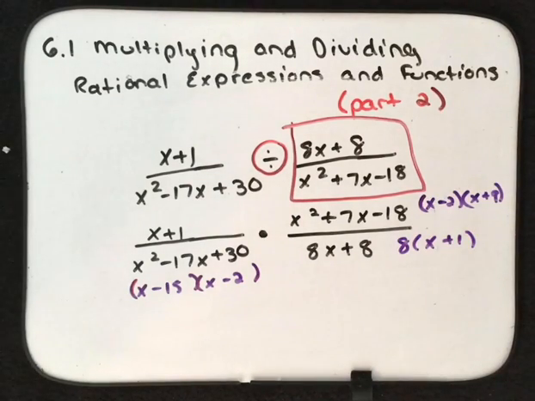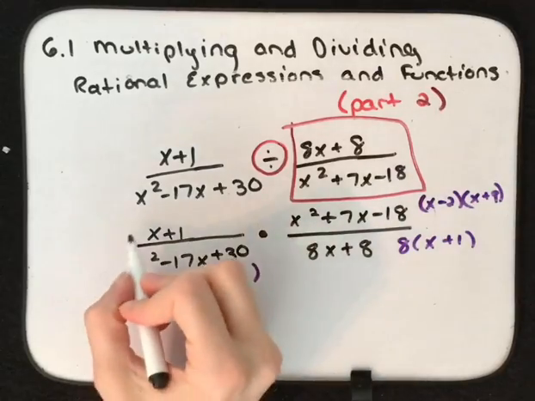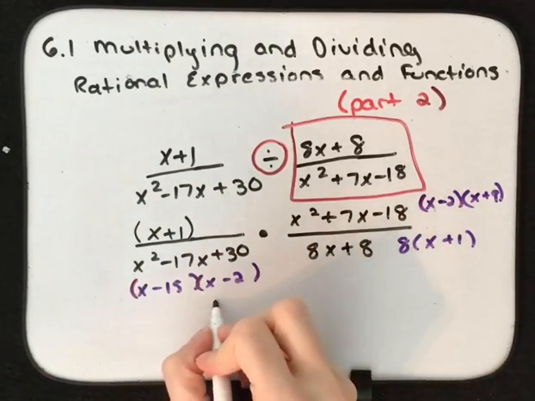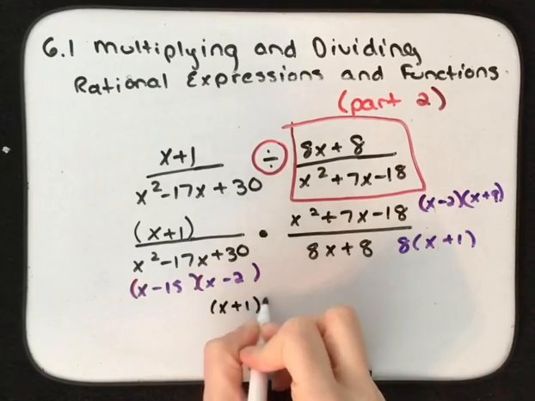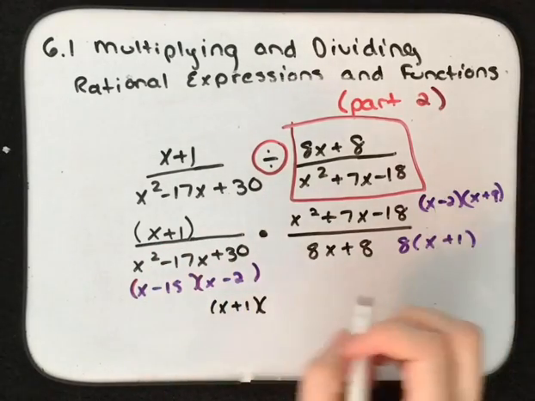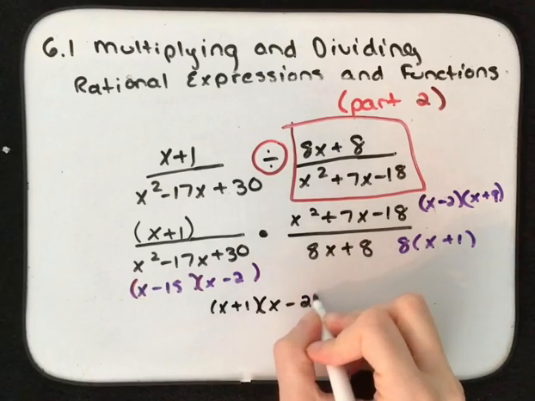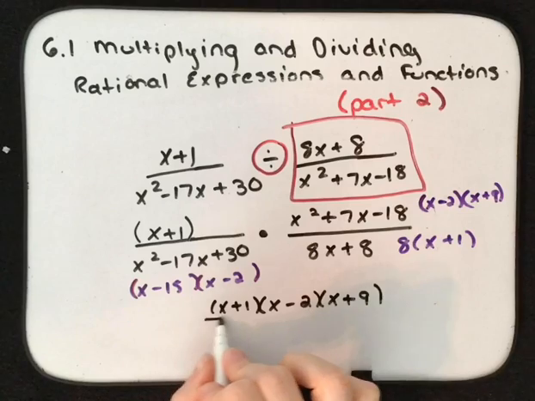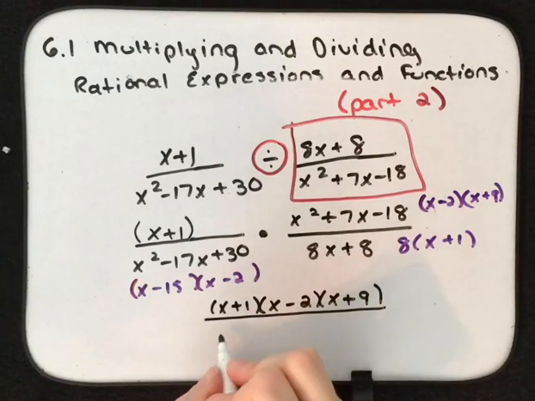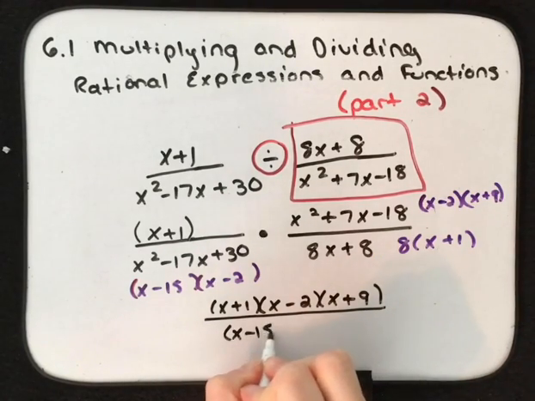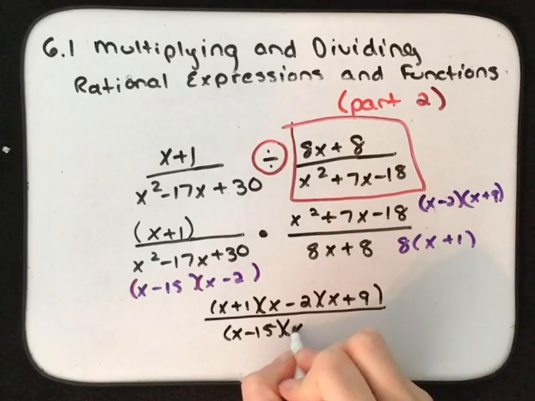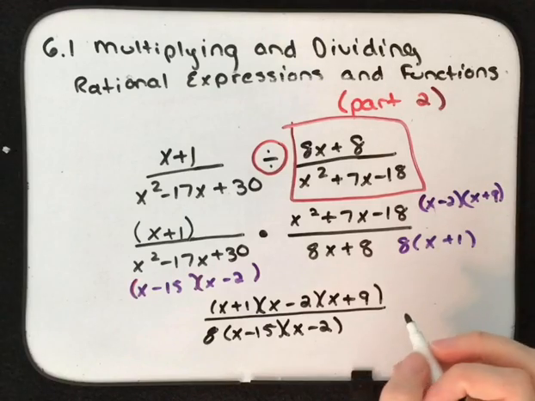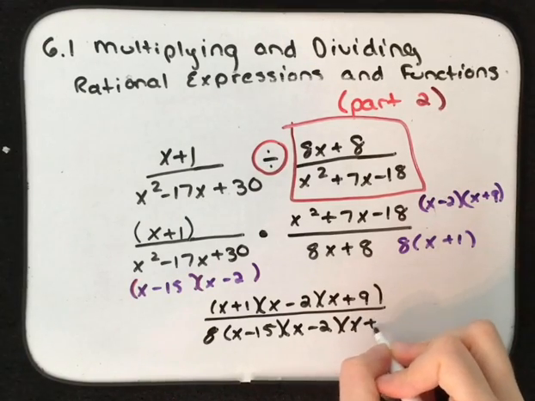Now let's see what we have. Let's combine all this together. So we'll put this one in parentheses, and then we have our multiplication. In the numerator we have x plus 1 from right here, times x minus 2, and x plus 9. In the denominator we have x minus 15, x minus 2, and an 8. I'm going to move that to the front so it doesn't get lost. And we have x plus 1.